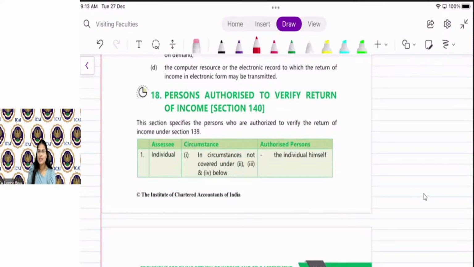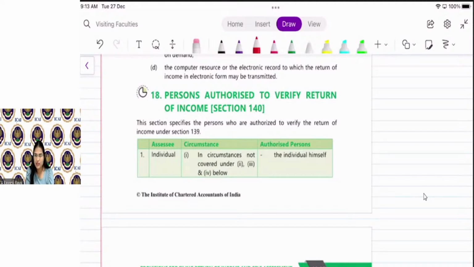Now say, for example, you file your return. Who will sign the return? You have to sign your return. In case of an individual, he or she will sign the return himself or herself. But in case of a company, partnership firm, LLP, or a company that went into liquidation, who can sign the return?